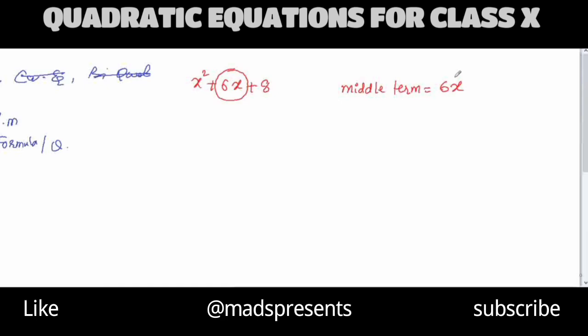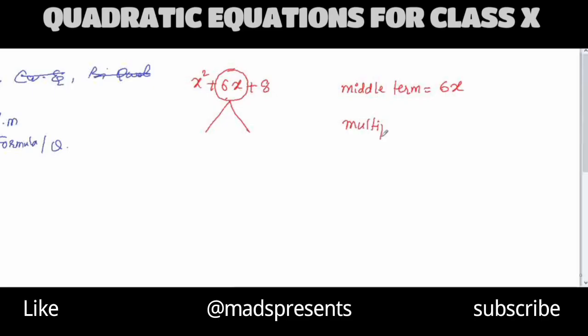So our major work lies with the middle term only. We need to understand how to split the middle term so that the original value of the middle term is not changed. We need to split 6x. We need to think about how to split 6x.